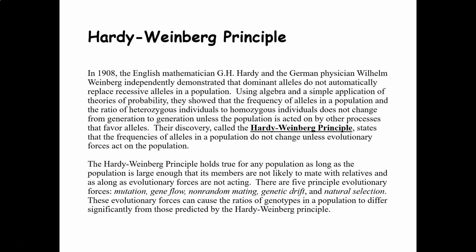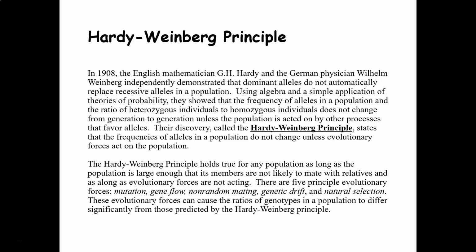So if we take a look, your activity gives you a little bit of background, so let's read through this together. So in 1809, the English mathematician J. H. Hardy and the German physician Wilhelm Weinberg independently demonstrated that dominant alleles do not automatically replace the recessive alleles in a population. Using algebra and a simple application of theories of probability, they showed that the frequency of alleles in a population and the ratio of heterozygous individuals to homozygous individuals does not change from generation to generation unless the population is acted on by other processes that favor alleles.